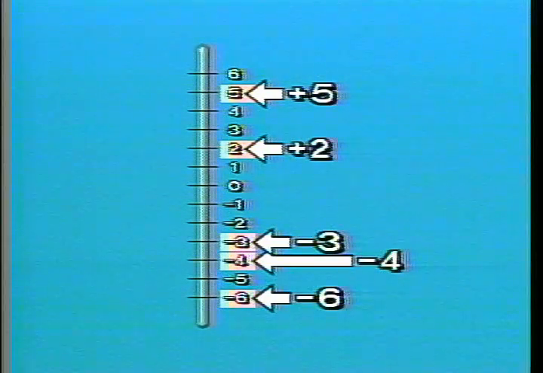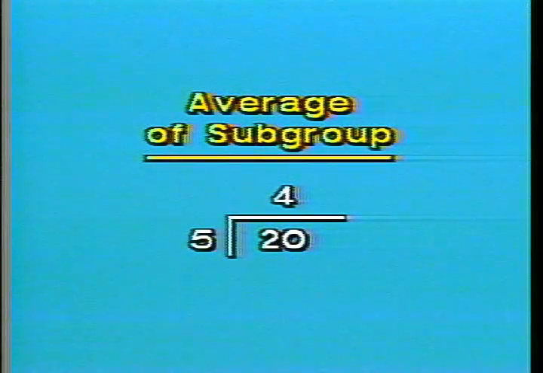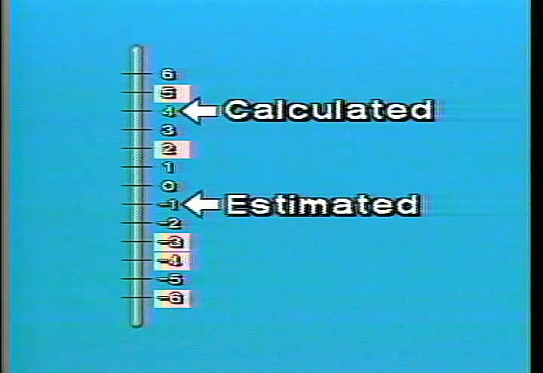Here is a scale similar to a thermometer with each of the values found in the subgroup marked. If you were to use your normal method of calculating this subgroup by just ignoring their sign, you would get a total of 20. If you divided 20 by 5, the answer would be 4. If you look at the thermometer, you can see that a value of 4 is not likely to be the correct average for this subgroup. By looking at the spread of the values, you might estimate that the average should be around minus 1.